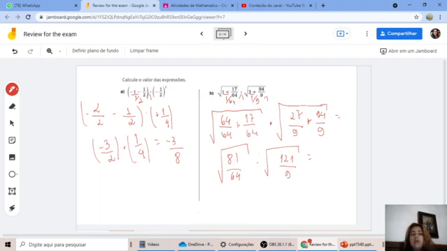Fortunately, I have the exact square root. The square root of 81 is 9, because 9 times 9 is 81. The square root of 64 is 8, because 8 times 8 is 64. The square root of 121 is 11, and the square root of 9 is 3. So I can simplify here by 3, 9 divided by 3 is going to be 1, and here 3. I will have 33 over 8, okay? That will be my final result.